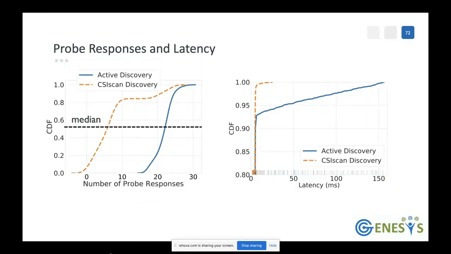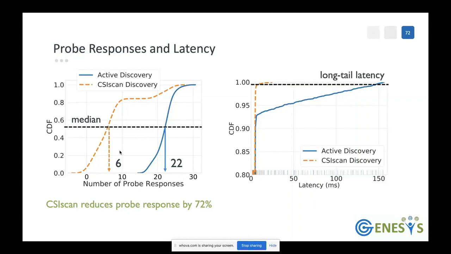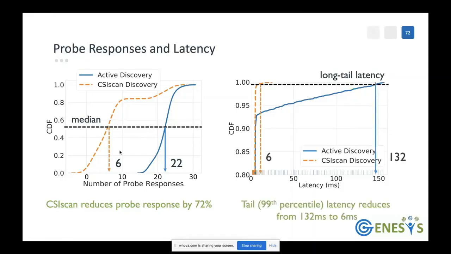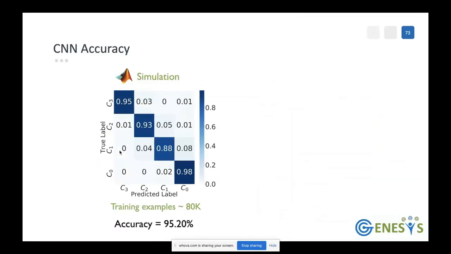As we see on the left-hand side plot, we analyzed the distribution of the number of probe responses. What we observe is that the number of probe responses generated per probe request on average has reduced from 22 to 6. So overall, it reduces the probe responses by 72%. This will help save spectrum over airtime, and in a way it will reduce spectrum wastage. For the second case, we tried to observe the long tail distribution. In that case, we observe that the 99th percentile value was reduced from 132 to 6 milliseconds.